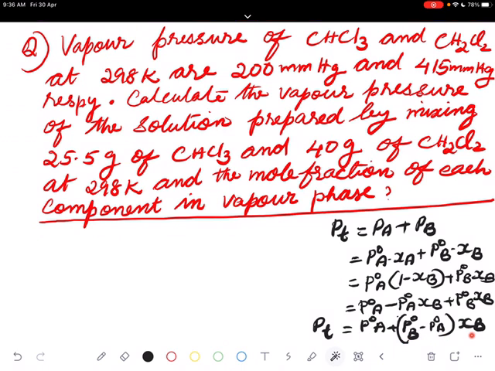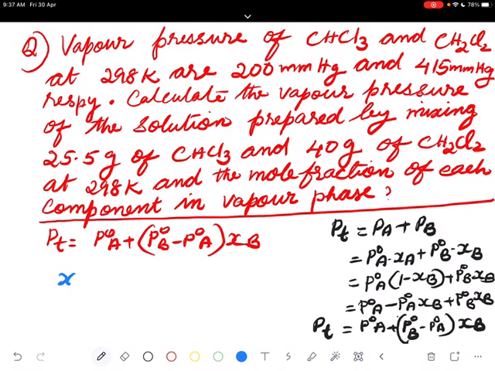Now XB. So we have to find P total. PT is equal to P naught A plus P naught B minus P naught A into XB. So we have written an equation in which there is only one mole fraction in the solution, that is only XB. See, P naught A is given, P naught B is given, XB you have to find out. How will you find out XB?